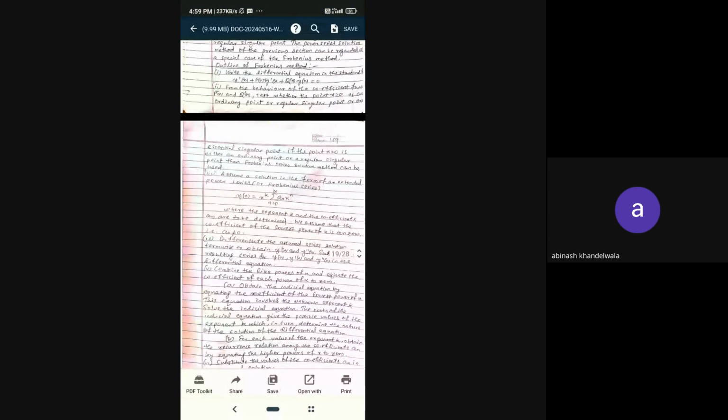In the third step, assume the solution in the form of an extended power series or Frobenius series. So the solution will be of the form yx is equal to x to the power k, summation n equal to 0 to infinity, an x to the power n, where the exponent k and the coefficients an are to be determined. We assume that the coefficient of the lowest power of x is non-zero, that is a0 is not equal to 0. So now write it in extended power series.